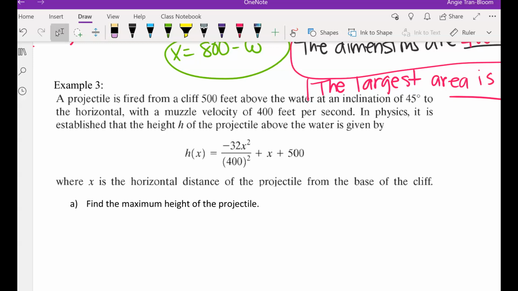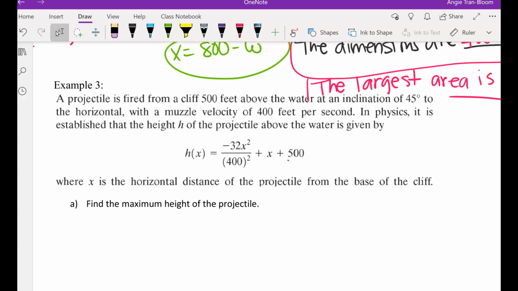In physics, it is established that the height, which is called h, of the projectile above water is given by... So they gave you the formula already. Second semester, we will create the formula ourselves. Right now, we don't know anything about physics or calculus to create our own formula. So they gave you the formula. Height in terms of x is negative 32x squared divided by 400 squared plus x plus 500.